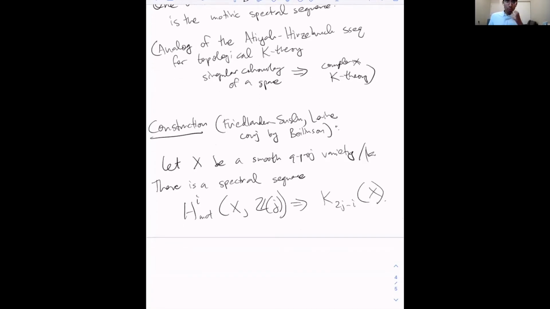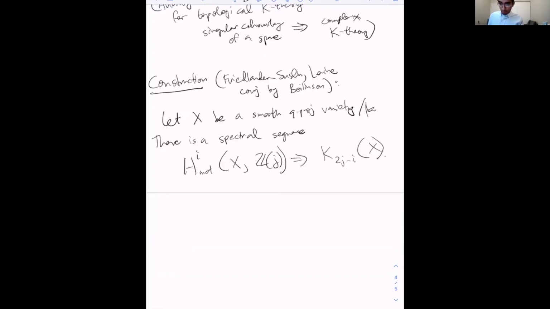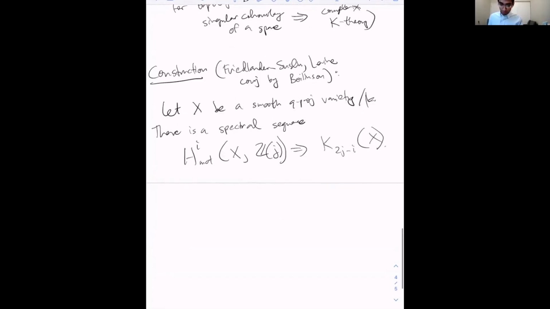At least formally, it's indexed like the classical spectral sequence. The output is given by the higher K groups, and the input is given by these Motivic cohomology groups, H^i_mot of X with Z(j) coefficients. These are equivalently the higher Chow groups of X, which were defined by Bloch.